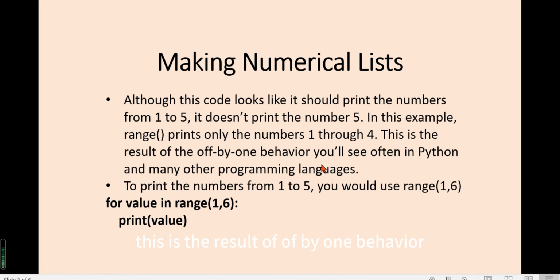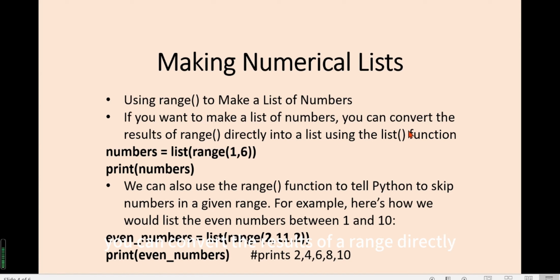And actually, we can use a range to make a list of numbers. If you want to make a list of numbers, you can convert the results of a range directly into a list using the list function. So numbers is a new variable, assigned a list, and inside the list is a range function from 1 to 6. Then we print the numbers, and the result is 1, 2, 3, 4, 5 printed out.